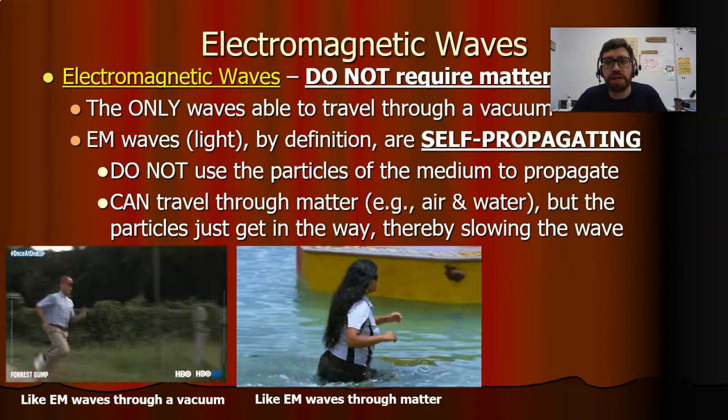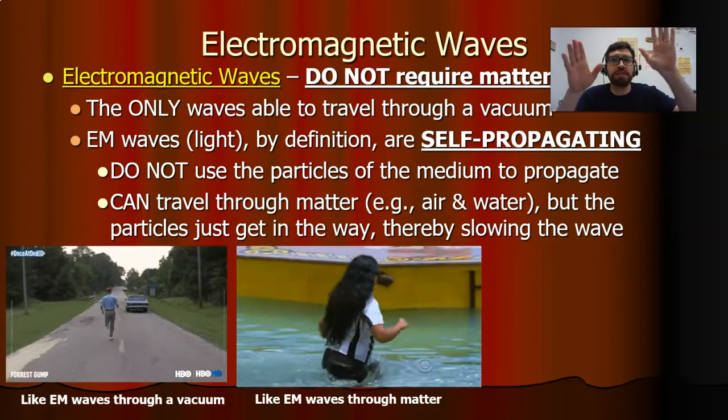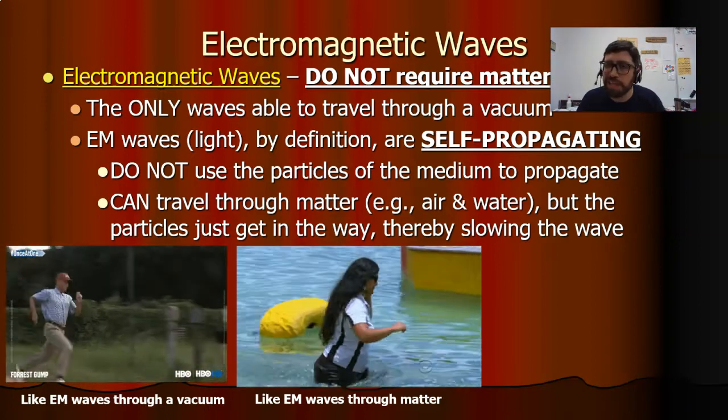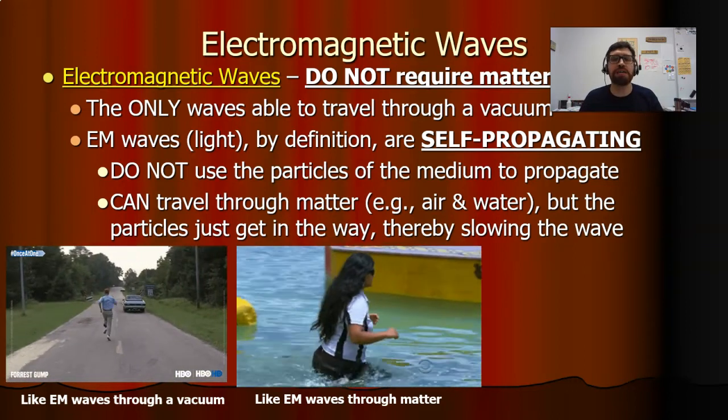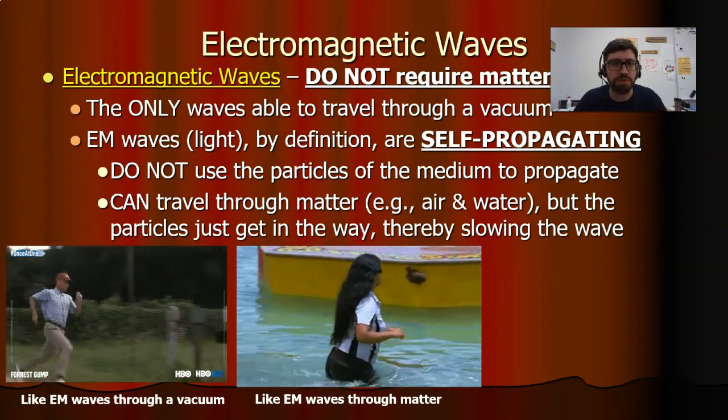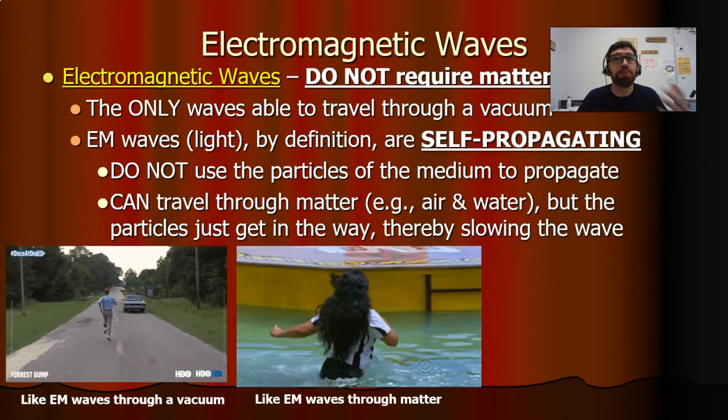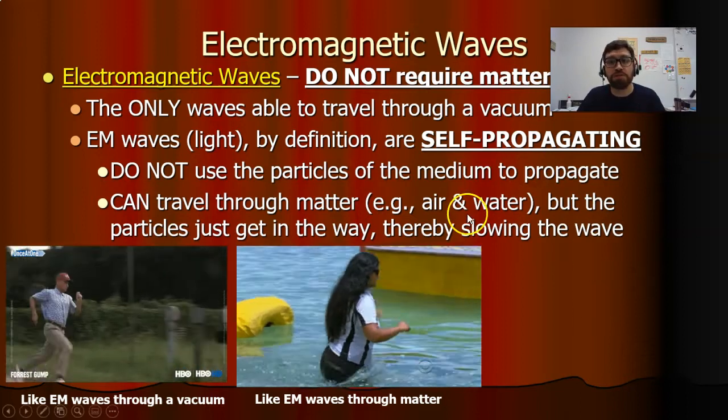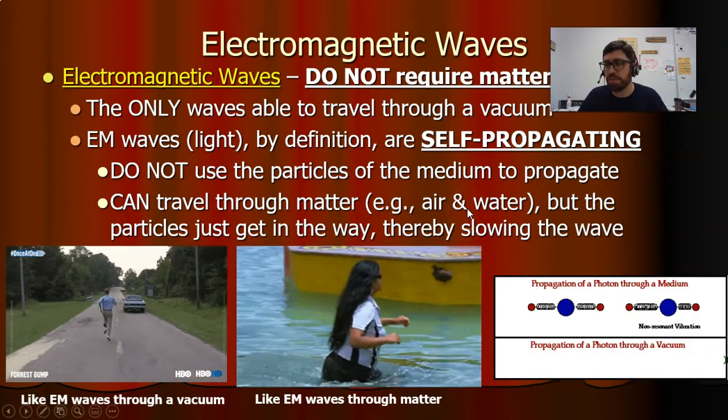But Forrest Gump on the left, he can run really fast because the air molecules don't really get in the way. It's kind of like EM waves through a vacuum, although I know he's not moving through a vacuum right now. But the point is, when electromagnetic waves go through matter, the particles just get in the way.